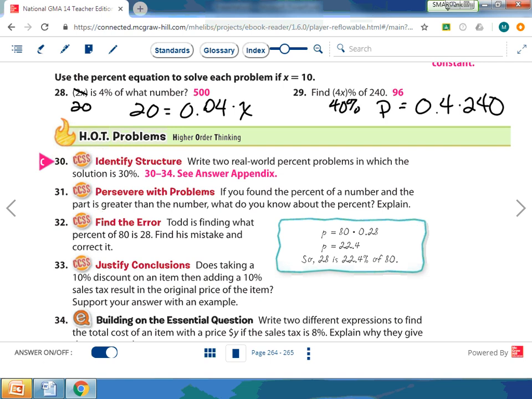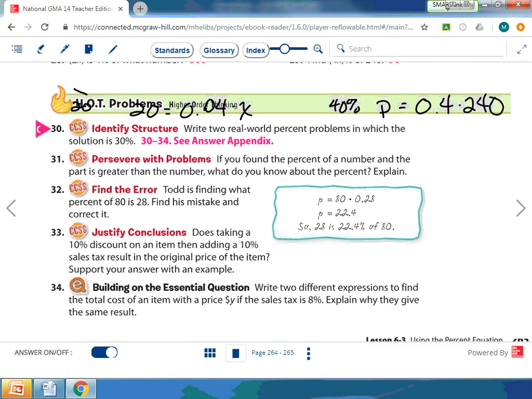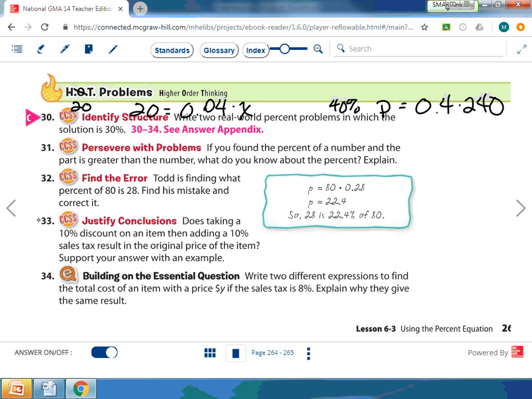Does taking a 10% discount on an item, then adding a 10% sales tax, result in the original price of the item? So you have an item that costs so much money, you take a 10% discount, and then you tax it 10%. Does it bring you right back to where you began? Cameron? No, it doesn't, right? Why not, Cameron? Like, for example, I used one that it was originally $100. So she was smart and she used nice numbers to work with. So it's $100, okay? Go ahead.